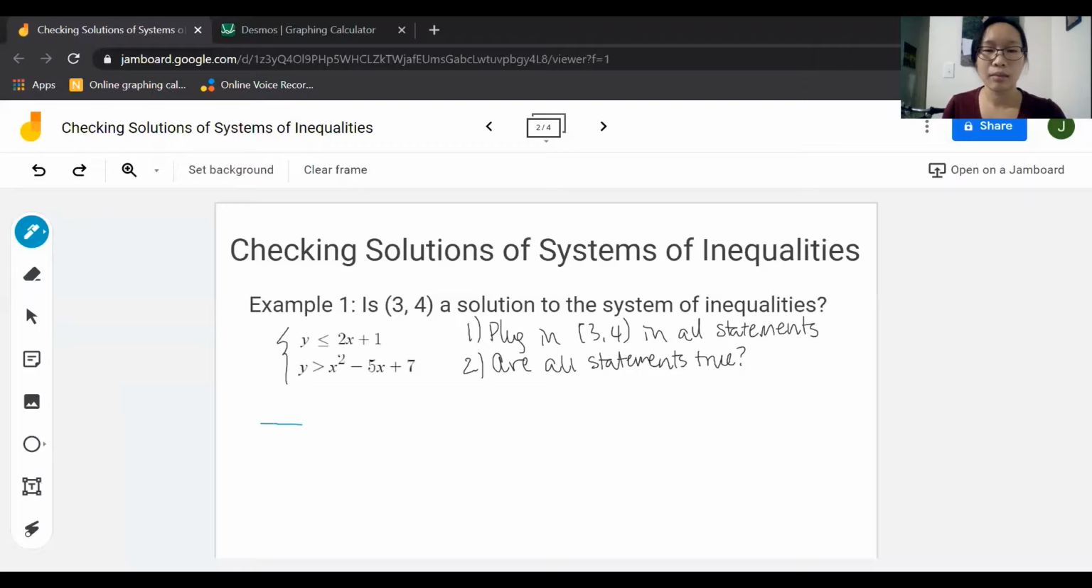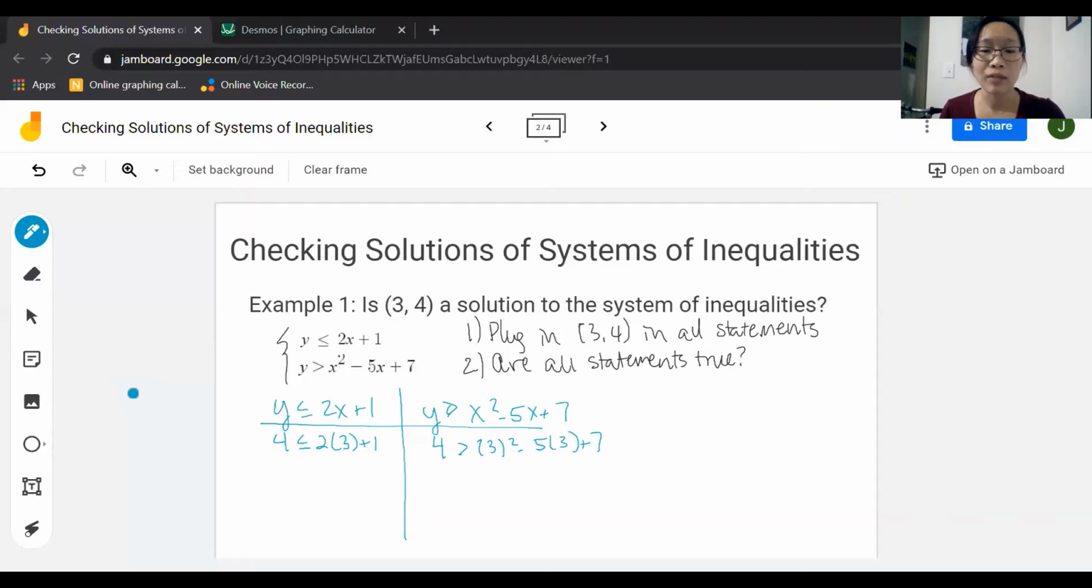For this system, I'm going to set up a t-chart so I can check if each statement is true. So first, y is less than or equal to 2x plus 1. I want to know if 4 is less than or equal to 2 times 3 plus 1. And then y is greater than x squared minus 5x plus 7. I want to know if 4 is greater than 3 squared minus 5 times 3 plus 7. I'm going to fast forward through this and do the algebra.